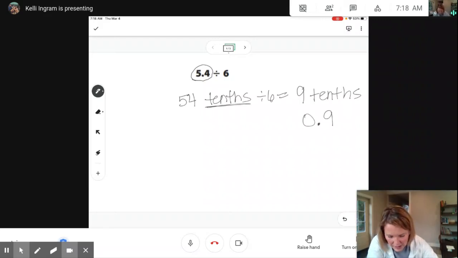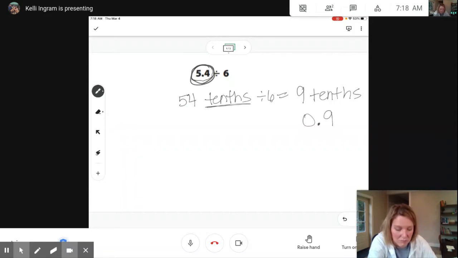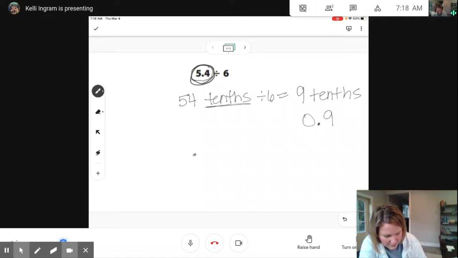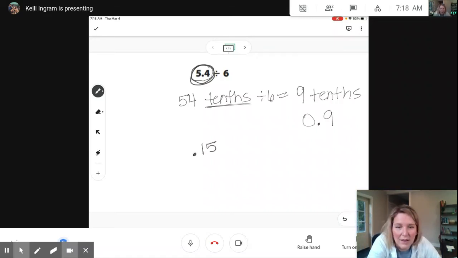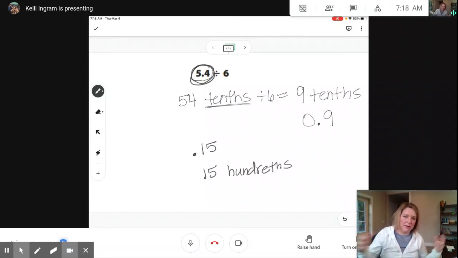I'm going to rewrite my dividend as tenths. I'm going to rewrite it to get rid of that decimal. Oh, you guys, what happens if I have something like this? How would I say that decimal? Hundredths. Yeah, so I would rewrite something like that as 15 hundredths. Okay, that's strategy number one.